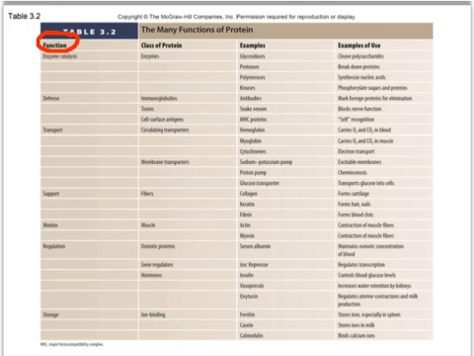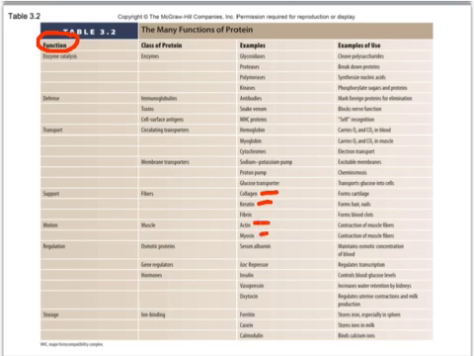Support, so collagen. Remember, collagen was what made up gelatin, and that is the most abundant protein in the human body. Think of it as the glue in your body, and it links everything together. Keratin, hair and fingernails, etc.